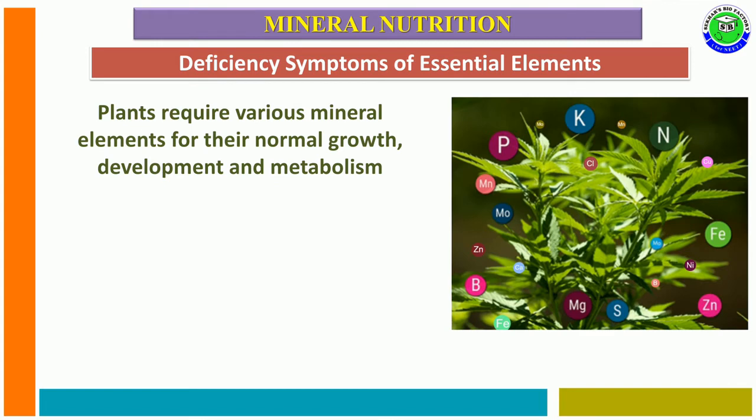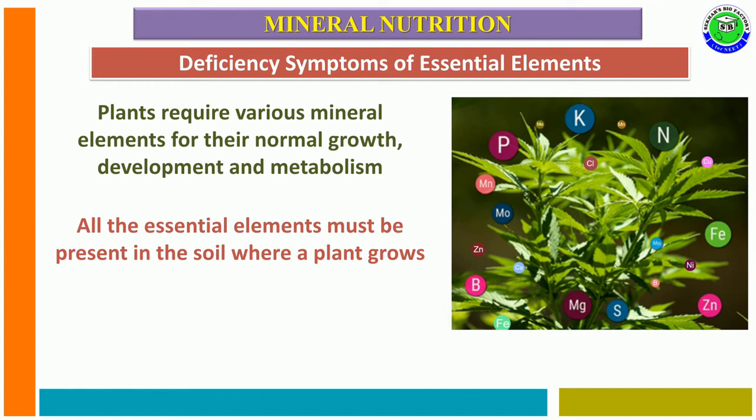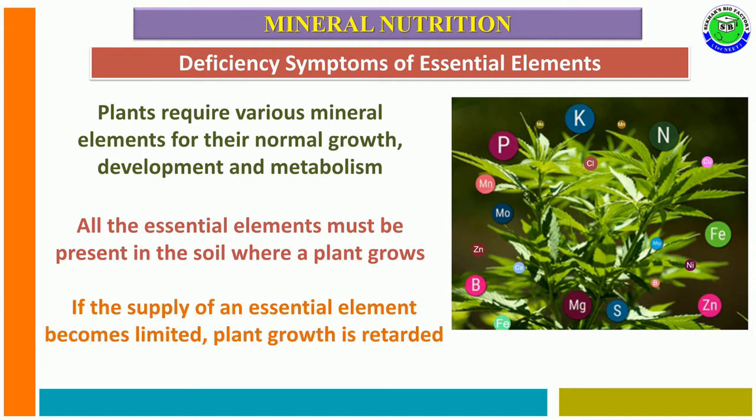Plants generally require various mineral elements for their growth, development, along with metabolism. At this time, all these essential elements must be present in the soil where the plants are growing, so that all the essential elements are supplied to plants from soil only. But sometimes if the supply of these essential elements becomes limited, that leads to plant growth being retarded.